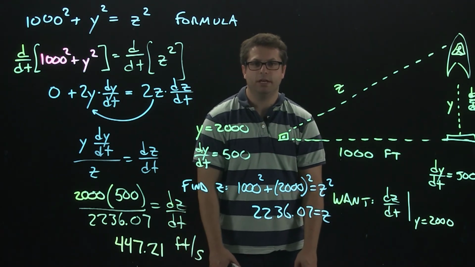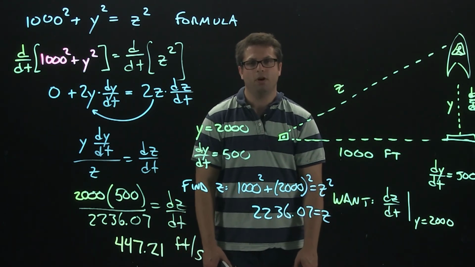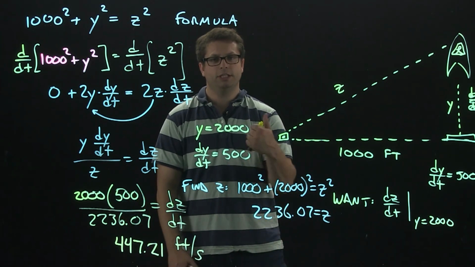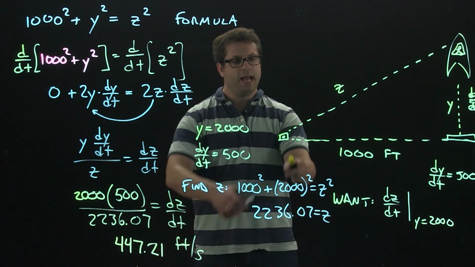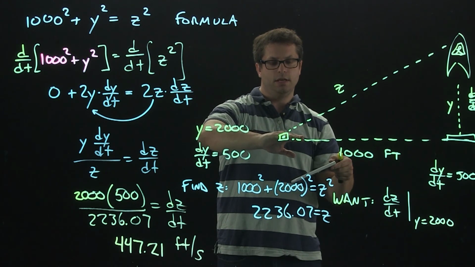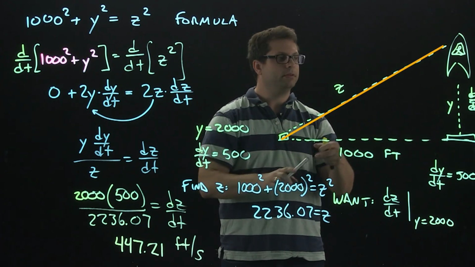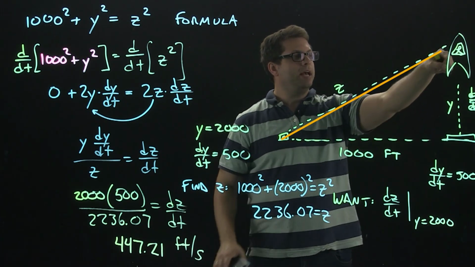Anyways, that's it for this video. I hope it helps. We're going to do part B in another video, so go check that out. Again, that's about how fast the angle of this camera is increasing as the rocket goes up.